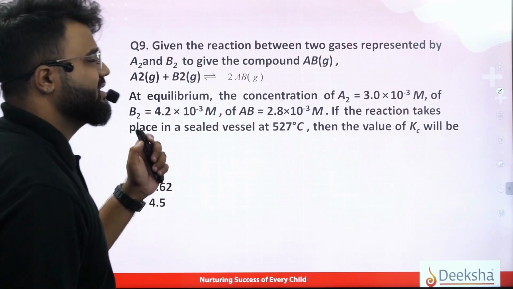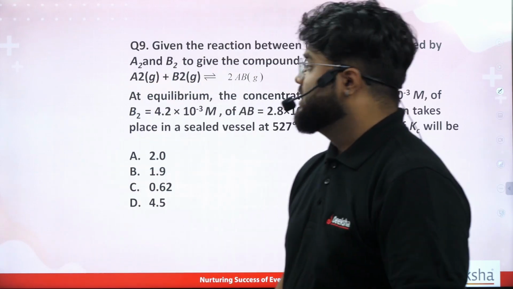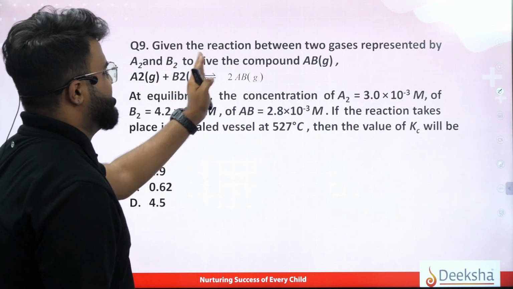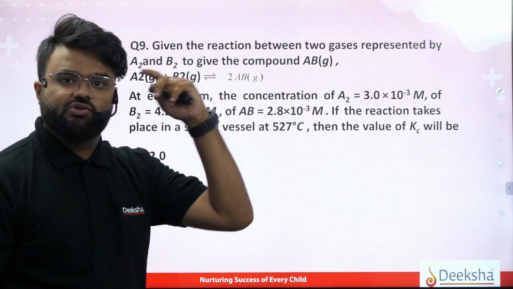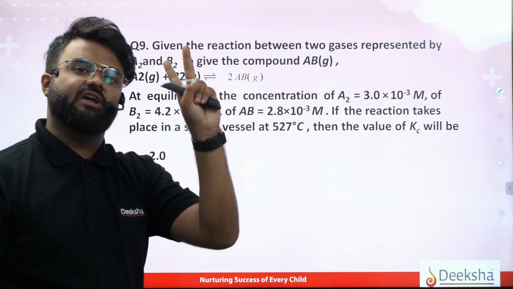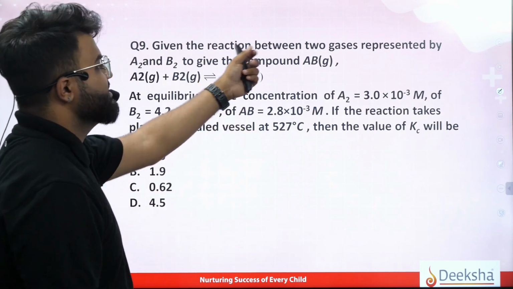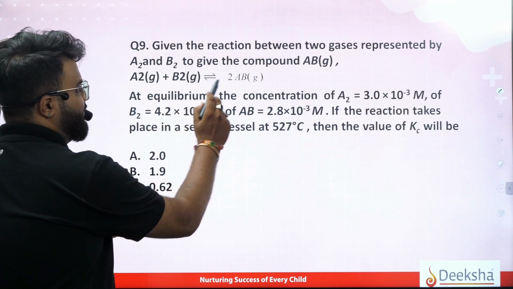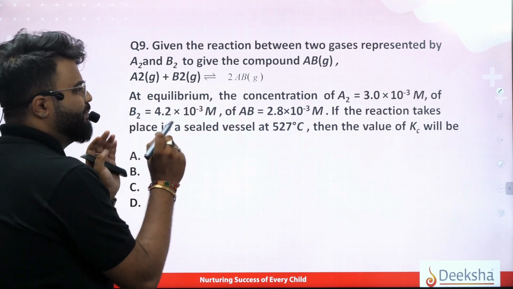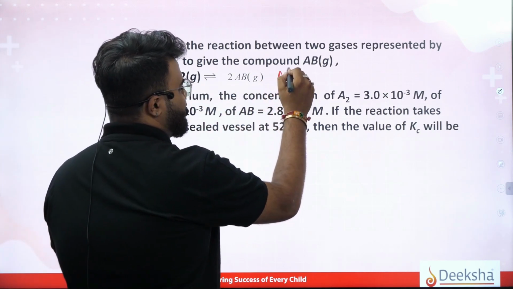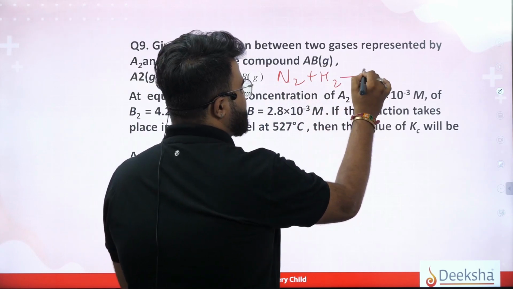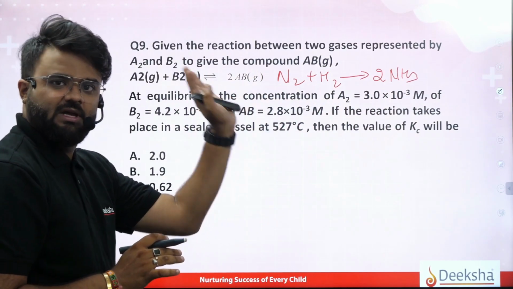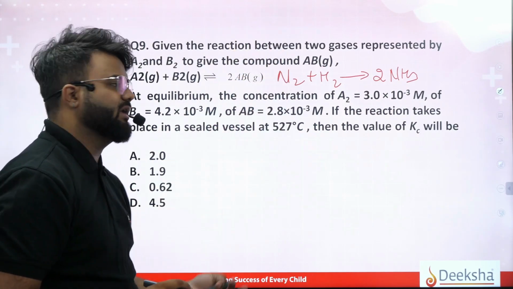Coming back to this, let us see the question properly. Given a reaction between two gases. You have to keep in your mind this reaction having two gases, represented by A2 plus B2 gives 2AB. A simple example is N2 plus H2 gives rise to 2 molecules of ammonia. The same equation we have converted to A and B.